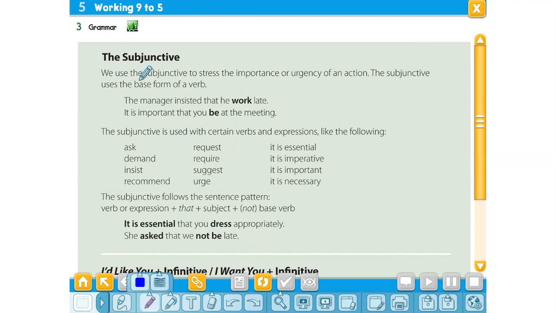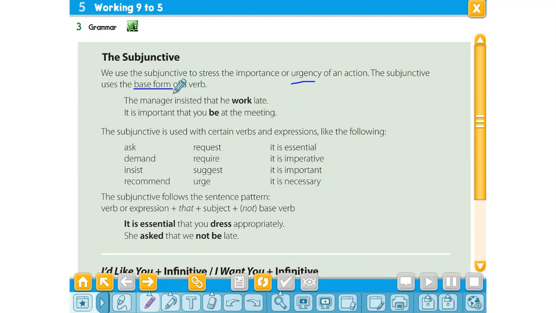We use the subjunctive to stress the importance or urgency of an action. The subjunctive uses the base form of a verb. Base form means verb without any addition. Verb without S, without ing, like play, cut, help, cooperate.